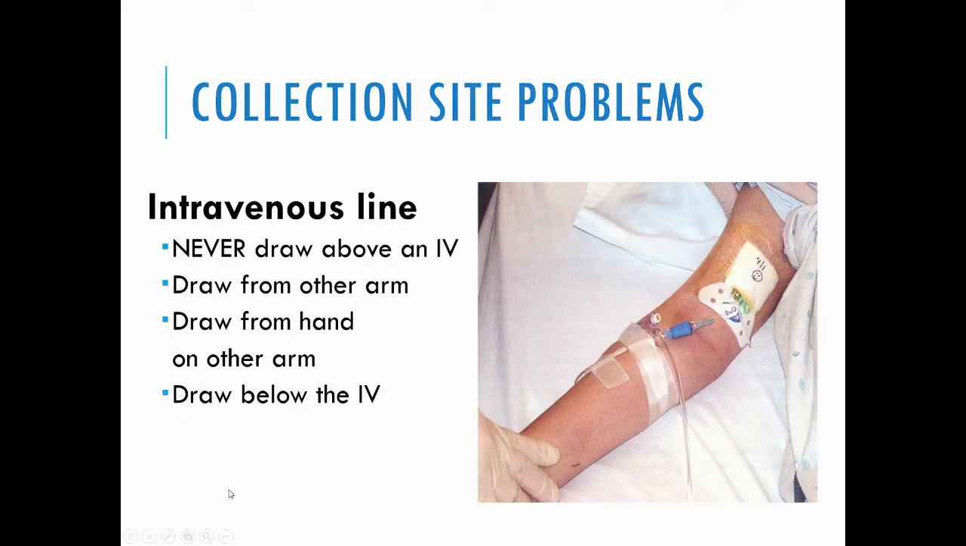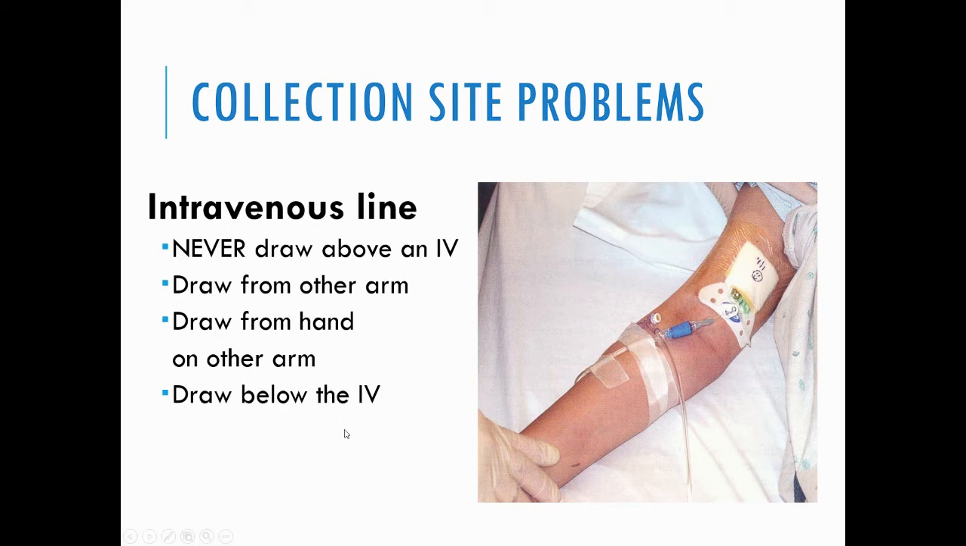Collection site problems. If you are collecting near an IV line, again, we never draw above an IV. You cannot draw above it because of the integrity of the sample that you will be getting, since there is fluid inserted. For example, if our sample will be run in clinical chemistry, it will alter the results that we will be having. So we need to draw from the other arm, or draw from the hand on the other arm, or draw below the IV. Okay? So again, never draw above an IV.